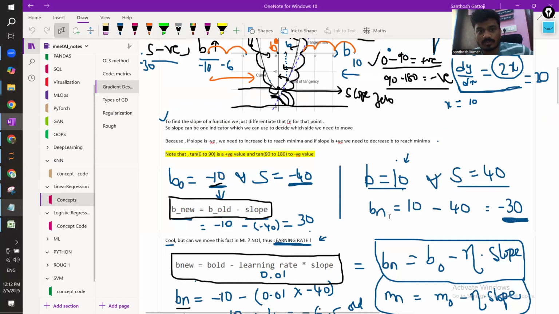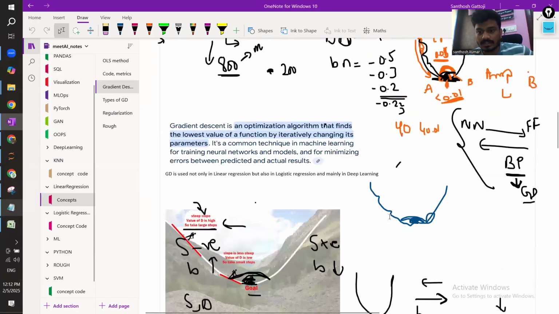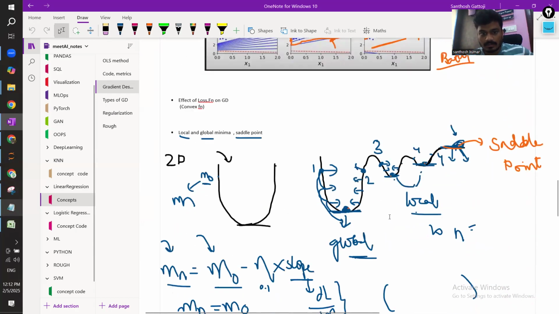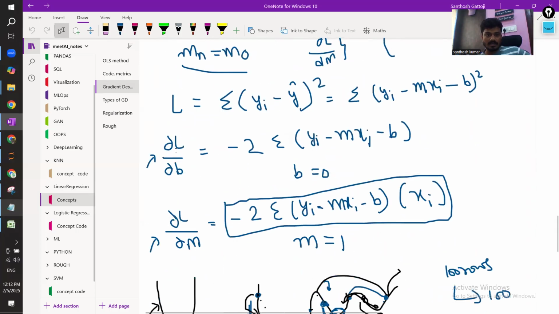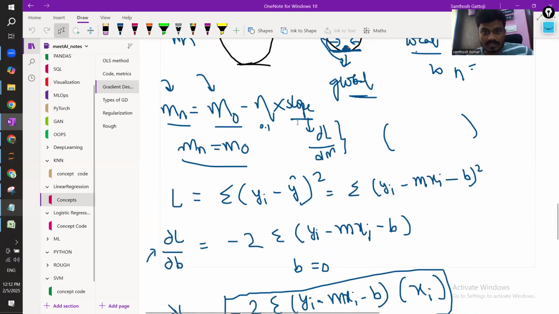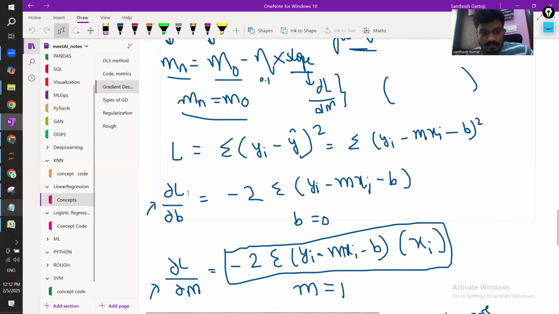From where are you getting the slope? You get the slope from the gradient descent. The slope is dou L by dou M. What is this L? L is my loss function. What is my loss function? Actual value minus predicted value, squared. We have dou L by dou M and dou L by dou B, so you take the derivative of this. Derivative with respect to M, you get one thing. Derivative with respect to B, you get the equation.